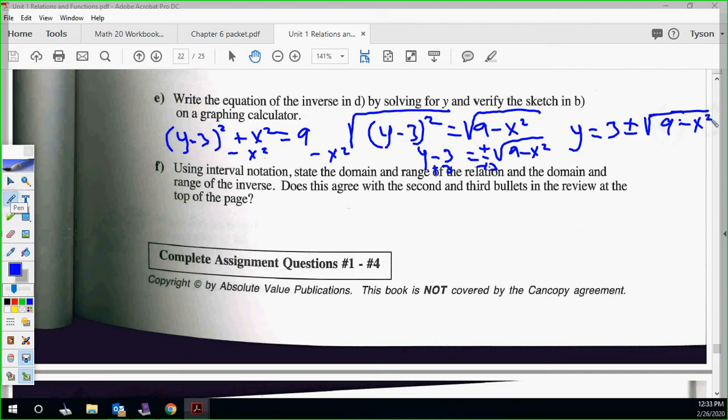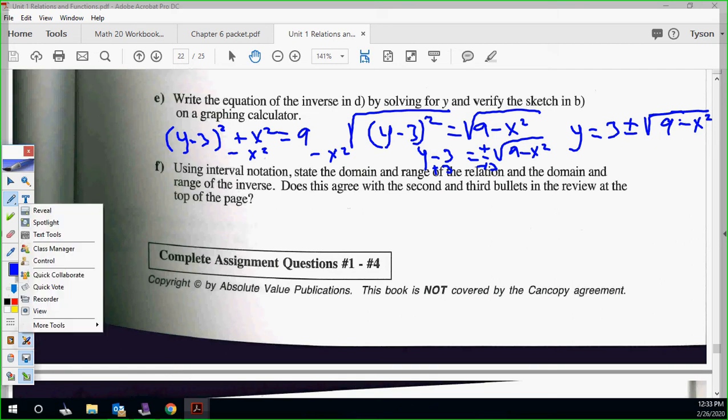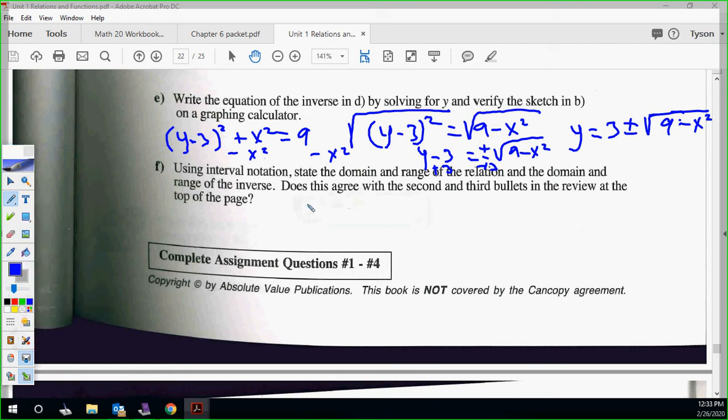If you want to try this, you can put this in your calculator as 2 functions. Put it as 3 plus the square root of 9 minus x squared, and 3 minus the square root of 9 minus x squared. I will pause the video so you can do that, so you can see it's going to form the circle of our inverse. Once you put that in, you're going to get your inverse circle. So the plus piece of the radical forms the top half, and the minus piece forms the bottom half.